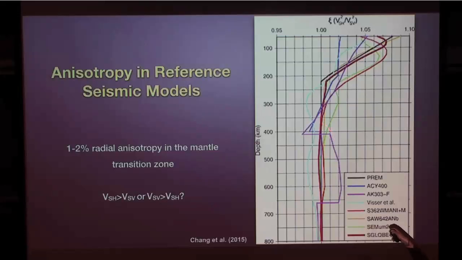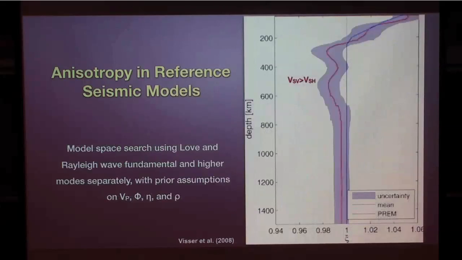Now, the purple model was from a study by Jean-Paul, and then the blue one again from Visser. Now, they show stronger anisotropy, between 1% and 2%, but they also show very different signs, completely opposite signs. So which one is it? Is it that we have anisotropy or not? And if it is there, is it fast horizontal waves or fast vertical? So that's still a question that we don't have an answer for.